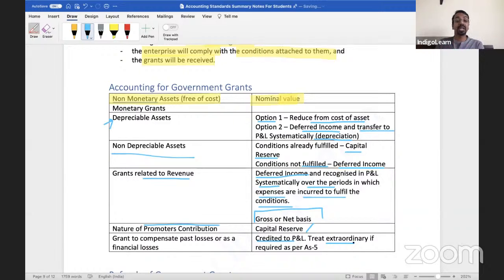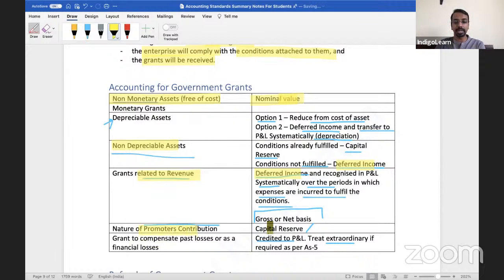But in a nutshell, if it is in relation to a depreciable asset, reduce from the cost of asset or take it to this deferred income account. Otherwise, if it is for non-depreciable asset, either to capital reserve or to deferred income. If it is in relation to revenue, defer the income and recognize it over the period in which you will incur the expense. Now, what if the conditions have been already satisfied? What if the government comes and says, because you had employed 100 employees in the last 3 years, we are giving you grant. There are no future conditions attached. Then you will take it to P&L directly.